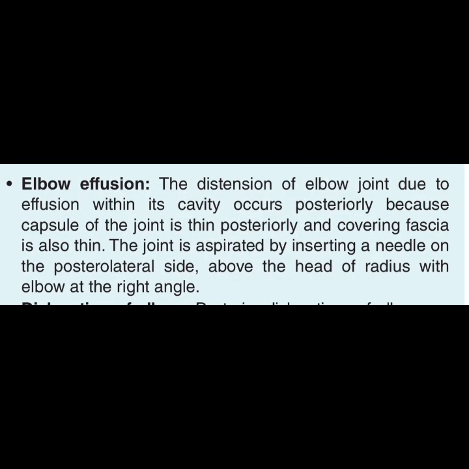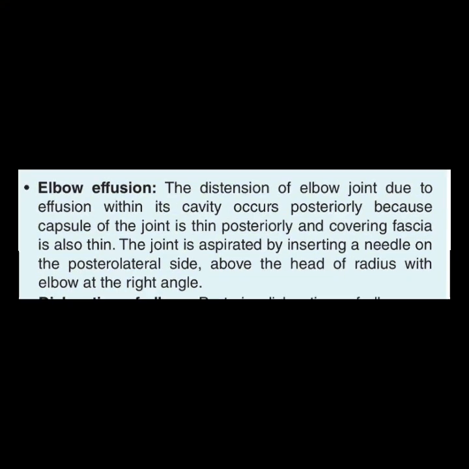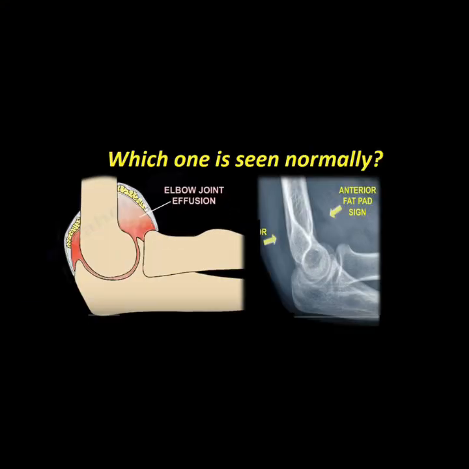So now what you have to know is the clinical correlation. We have so many clinical correlations. First of all, we have joint effusion. So what is joint effusion? For there to be joint effusion, there's inflammation. Inflammation forms abnormal fluid collection there, which we call edema. So this is when there's distension of the elbow joint due to what?